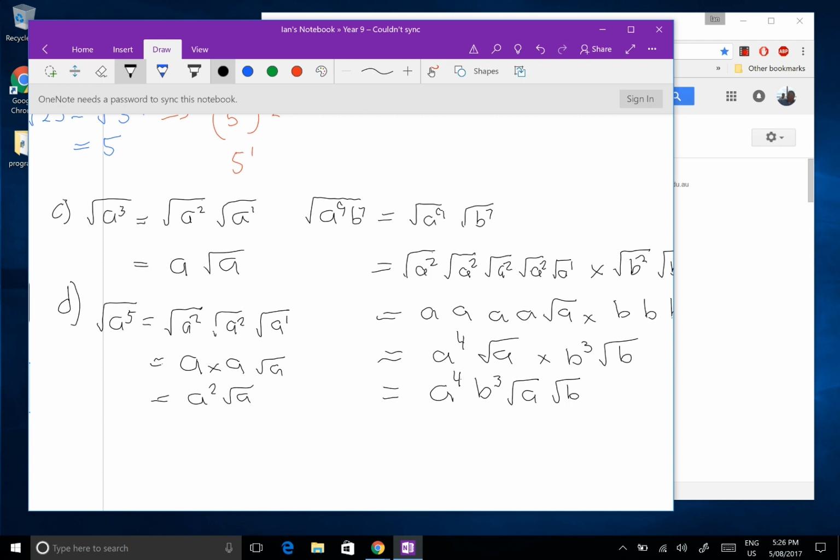I could leave the root a and b inside. Is that what they did? Yes, they did. So leave that as a to the 4 b cubed root ab.